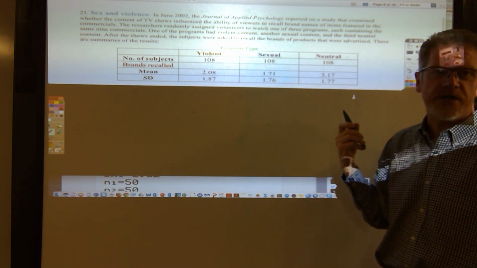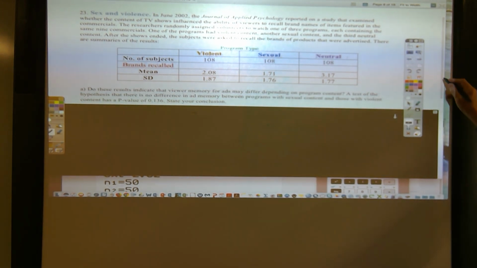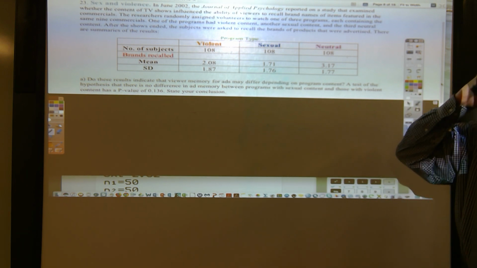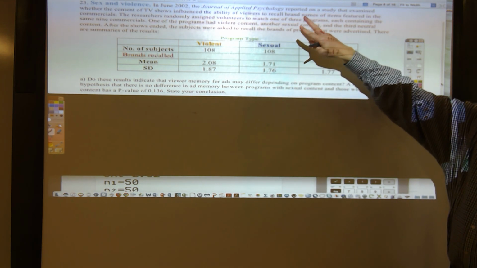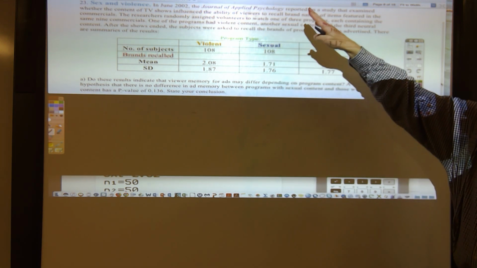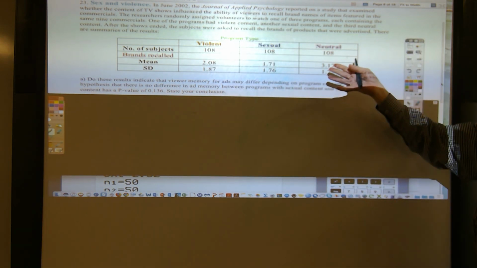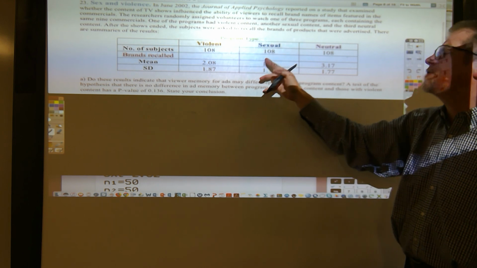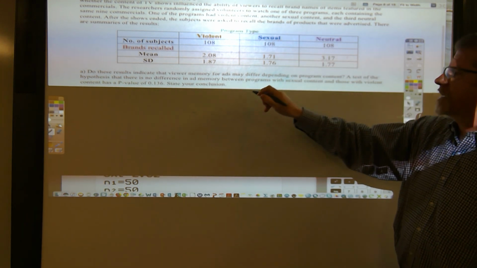Are these statistically significant differences, or can they be attributed to natural sampling variation? So, part A: do these results indicate that viewer memory for ads may differ depending on program content? This is an important study because advertisers might be wondering about this. Actually, it's the program itself that has either violent content, sexual content, or neutral content. So this raises the question: do advertisers want to advertise on a program that has sexual content if people are not going to remember their commercial anyway? It's not the commercials that have this content, but the show itself.